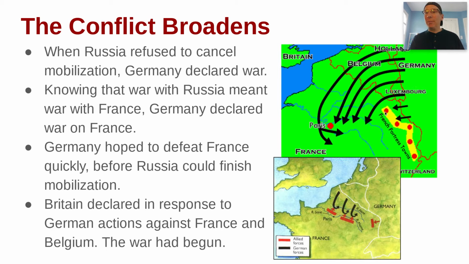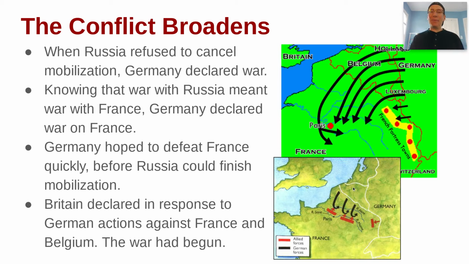So this Schlieffen Plan called for avoiding all the French defenses along the French-German border, just violating the neutrality of Belgium, attacking France through Belgium, capturing Paris, and then circling back and taking out these French forces. That's the plan. And Germany's going to go after it. Now, once Germany does this, Britain says, nah, you can't do that. Belgium was innocent. France is our friend. We're going to get involved too.